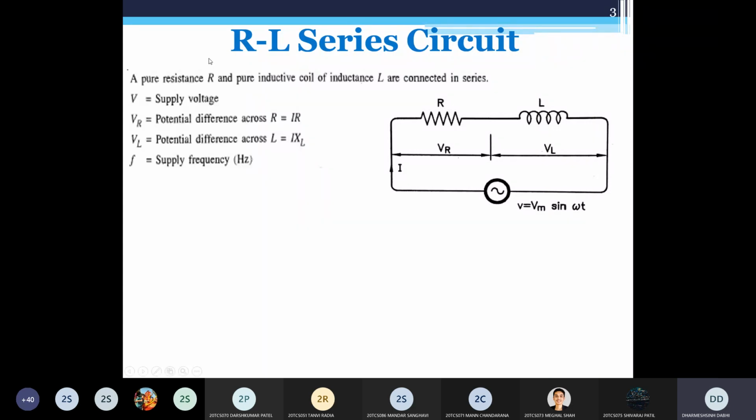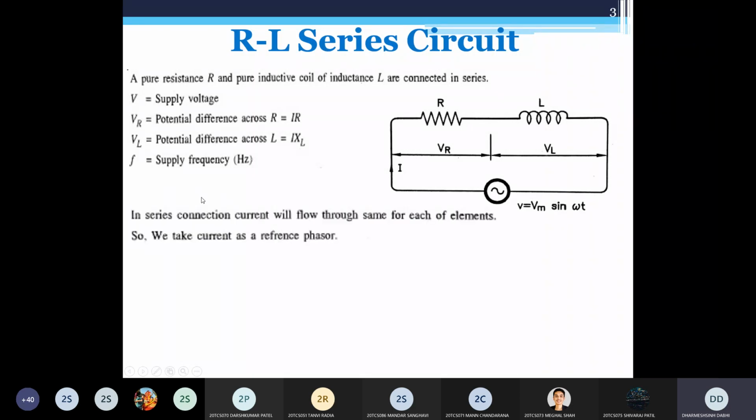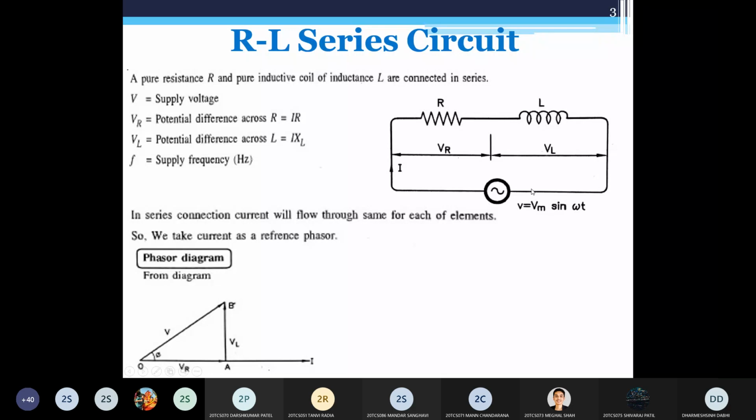How this increases. So as you see here in this RL circuit, VR is the potential difference across R. VL is the potential difference across the inductor, that we call IXL. XL is the inductive reactance. Suppose the supply frequency is f. As we know, in the series connection the same current is flowing. So if you draw a phasor diagram for this circuit, taking the current as the reference phasor, you get this type of vector diagram.